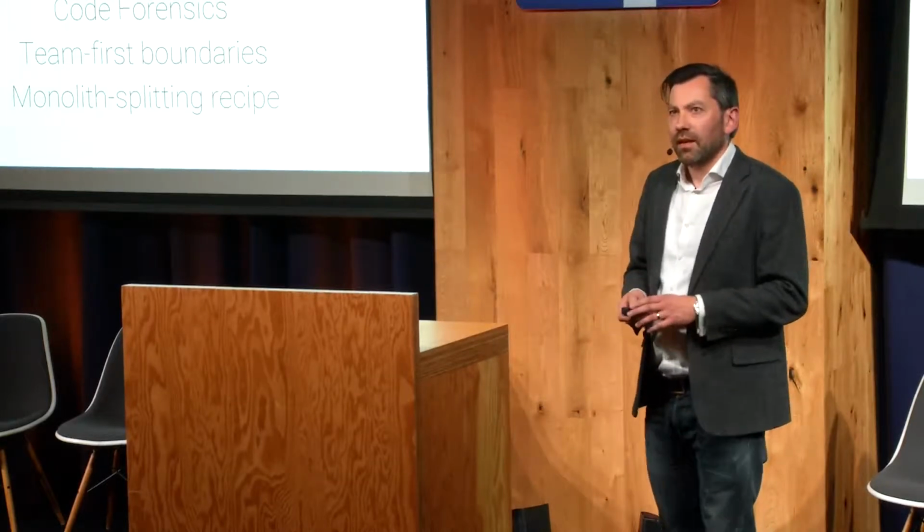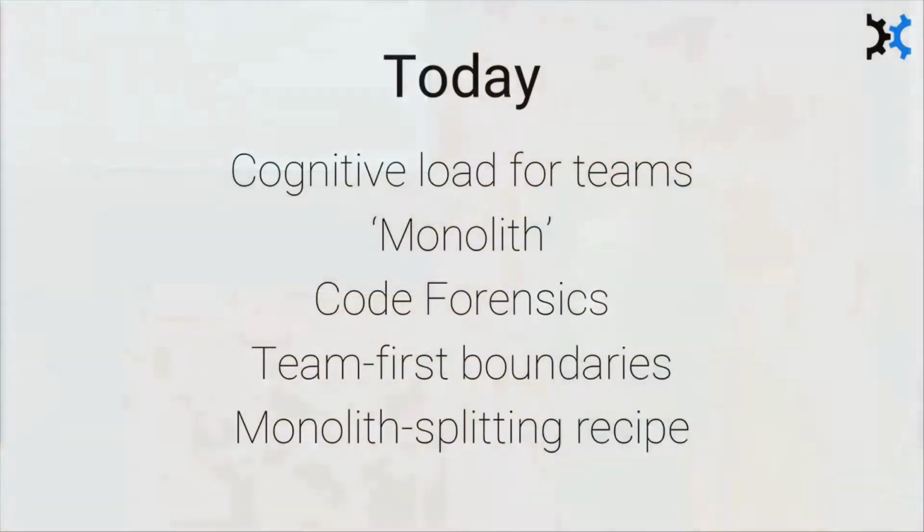So today, we'll look at a few things. We'll look at something called cognitive load and how that applies to teams. We'll look at what we mean by a monolith, because it turns out there are many different kinds of monolith. We'll mention briefly something called code forensics. And then, well, actually, the order of these points is slightly wrong. So then we'll actually look at a monolith splitting recipe that we've come up with based on our experience. If we get time, we'll have a look at some real examples with actual client logos on, but we might run out of time.